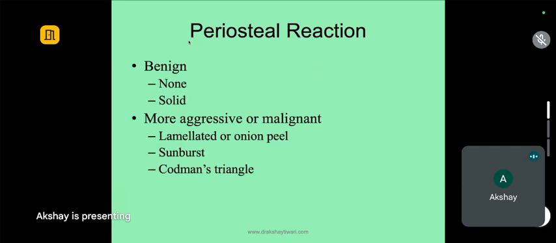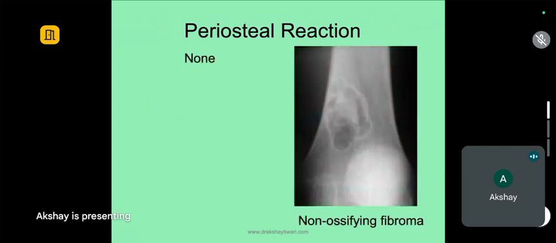Let us see. In a benign tumor, either there will be no periosteal reaction or it will be a solid periosteal reaction. Solid means over months the periosteum gets elevated just a bit, and during that time new bone forms between the periosteum and the cortex. That's a solid periosteal reaction. If it's more aggressive, it's lamellated, sunburst or Codman. Let us see what are these.